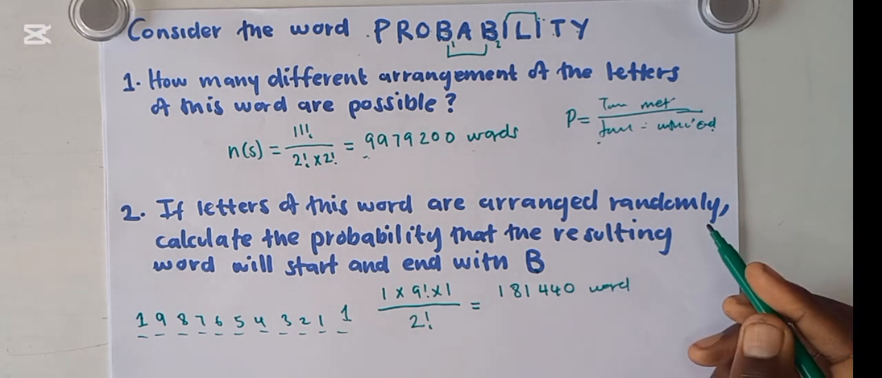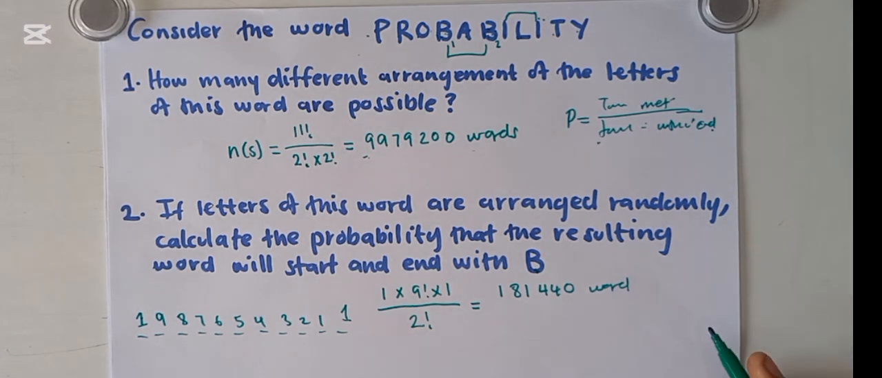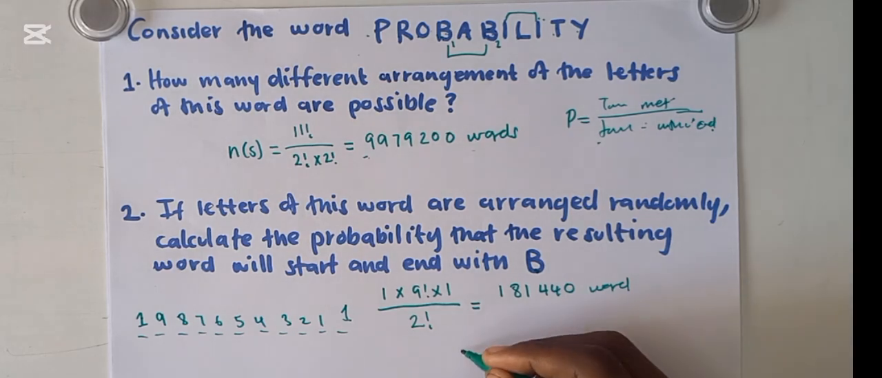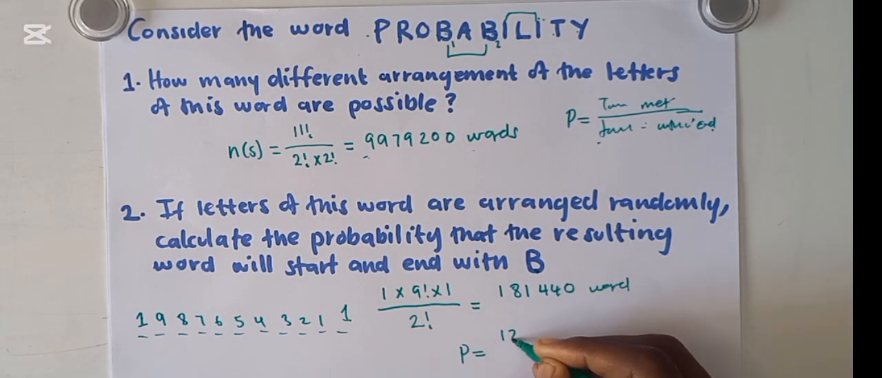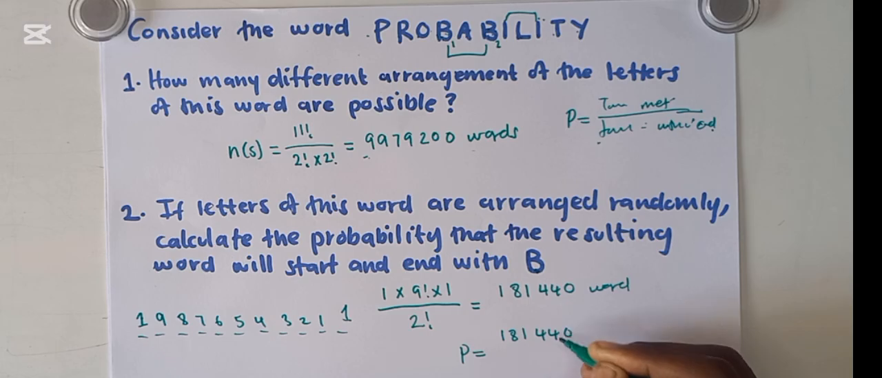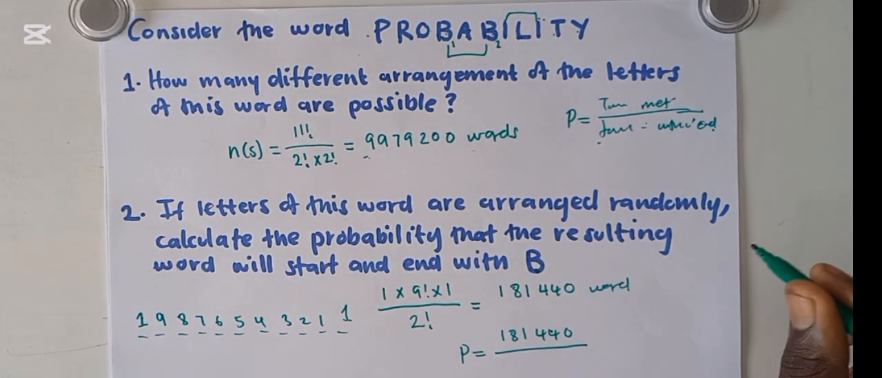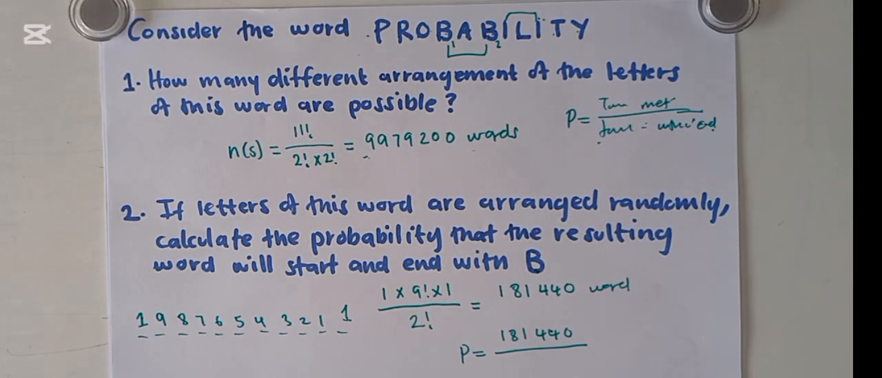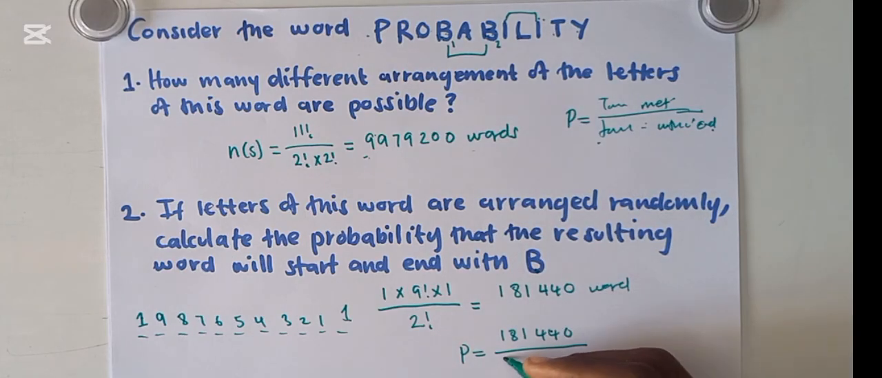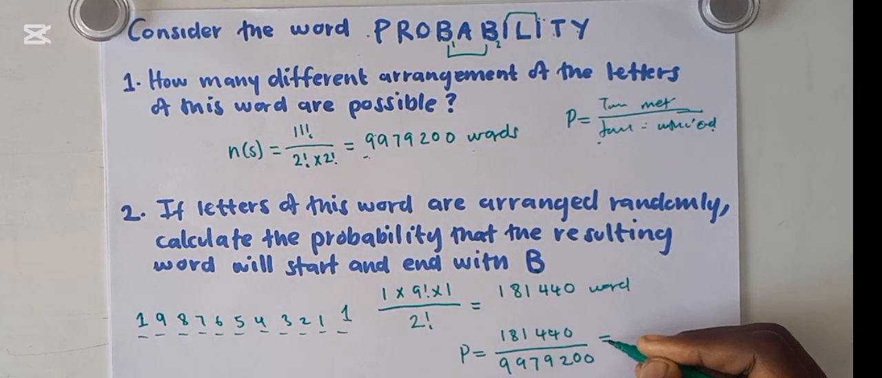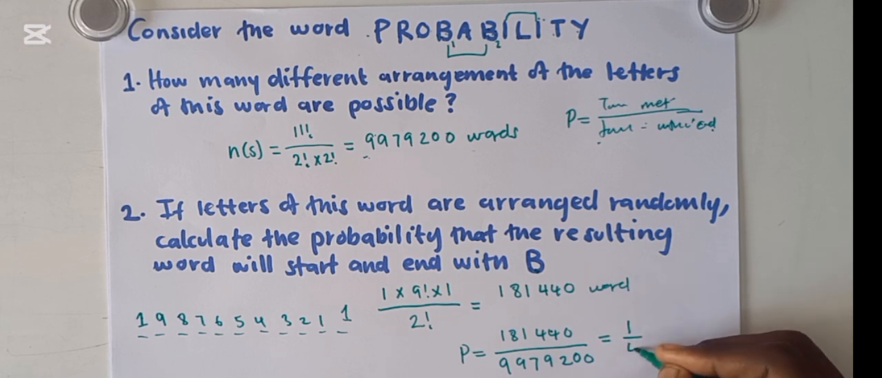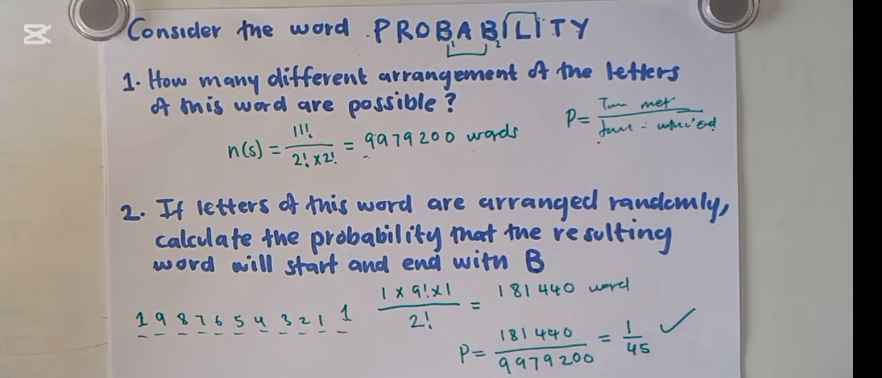But they want the probability of that. So the probability is going to be equal to 1440, remember, this is the event that meets the condition, divided by the total number of words without any condition, which is this one, 9979200. If you work this out, you're going to get 1/45 as your probability. So this is the probability that the word starts with B and ends with B.